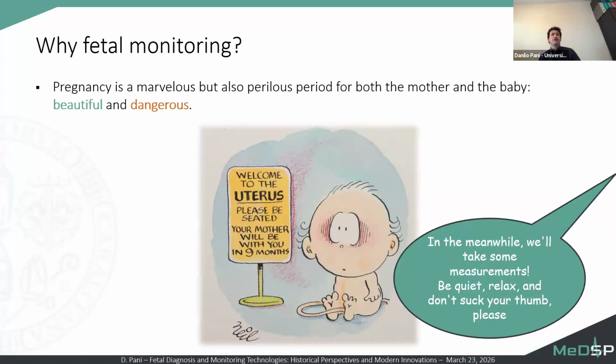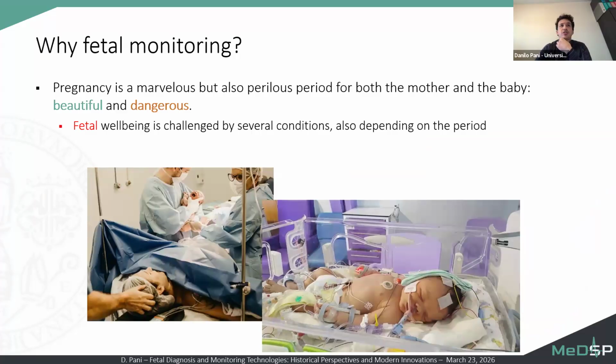Fetal monitoring is related to the monitoring of the baby during pregnancy. Pregnancy is a beautiful but dangerous period for the baby, and so it's important to somehow be sure that the fetal well-being is preserved across the pregnancy. Fetal well-being is challenged by several conditions, also depending on the period.